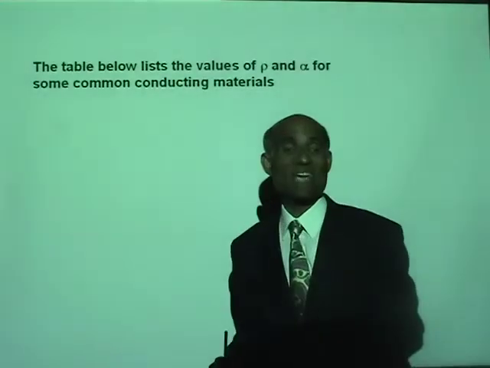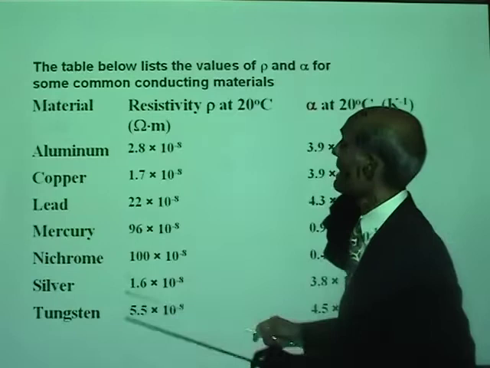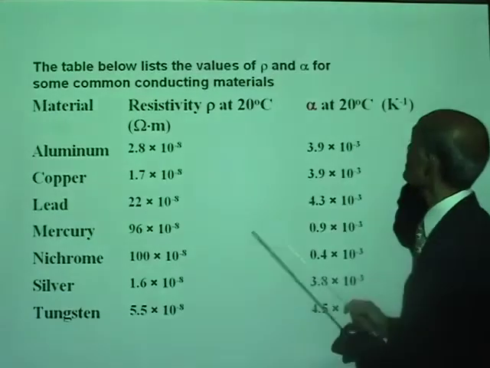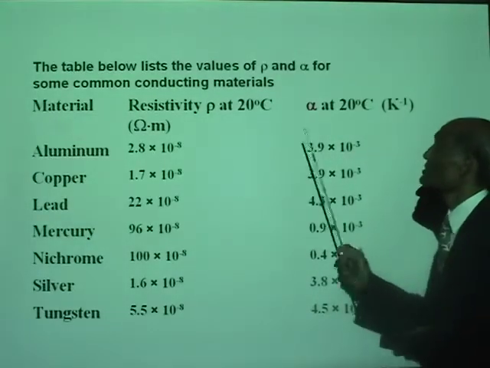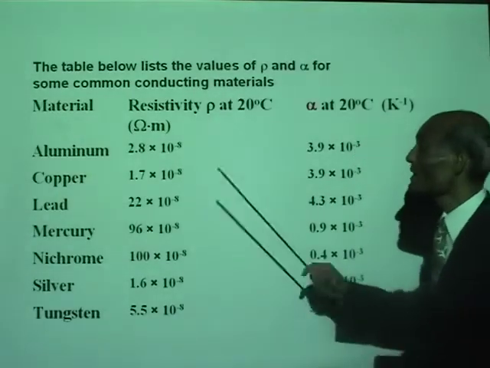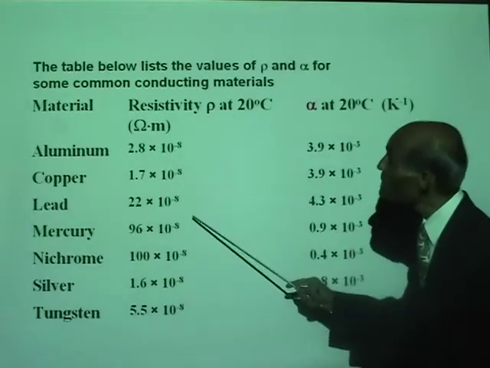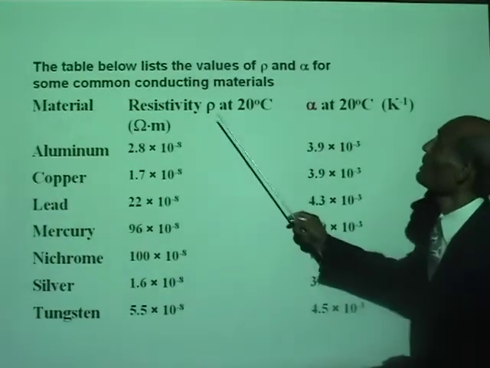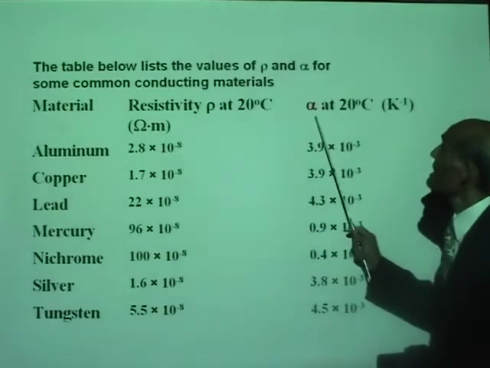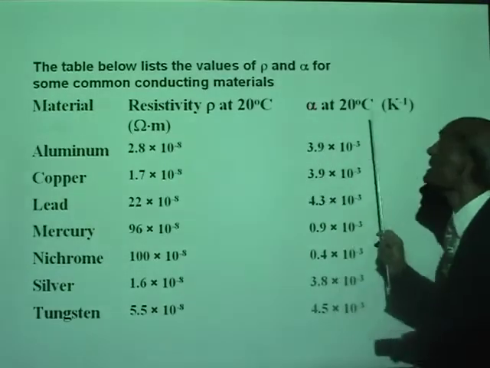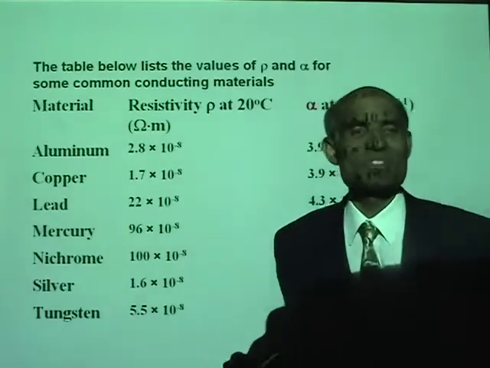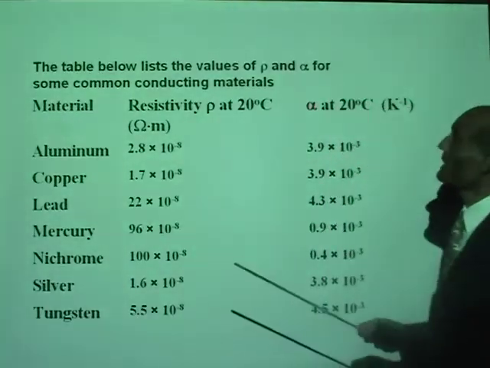I'm going to give you a table of values for alpha. For aluminum, I have the values of the resistivity and the temperature coefficient of resistivity. Once you keep track of these values, you can use them for solving problems. We may need them. So you have the values of resistivity in ohm meter and the temperature coefficient of resistivity in per Kelvin, just the same as the linear expansivity of materials that we discussed earlier.